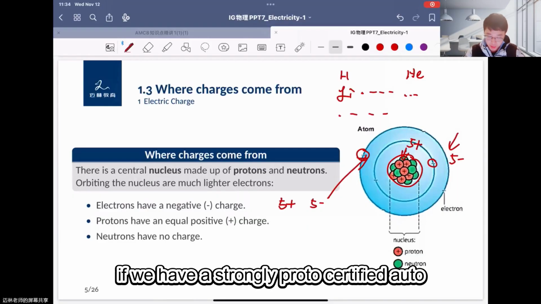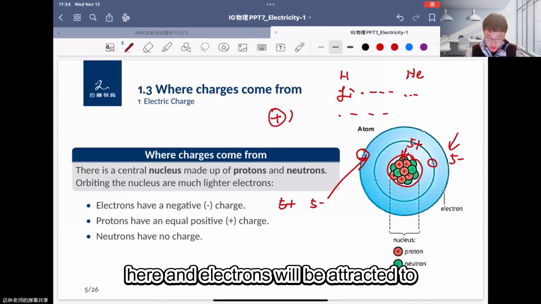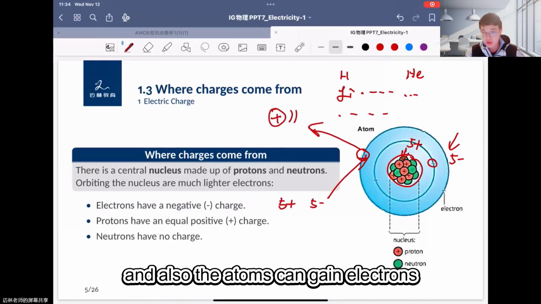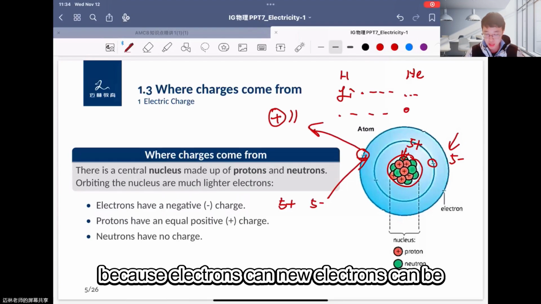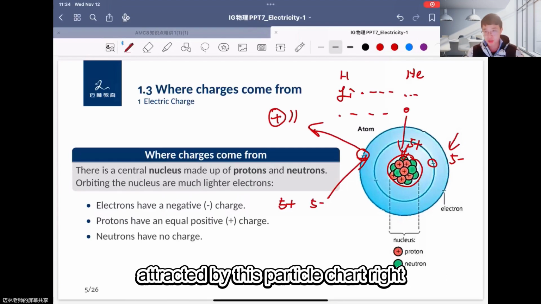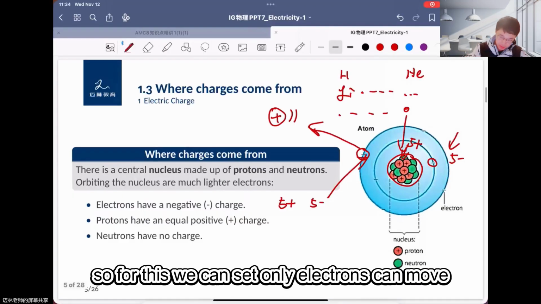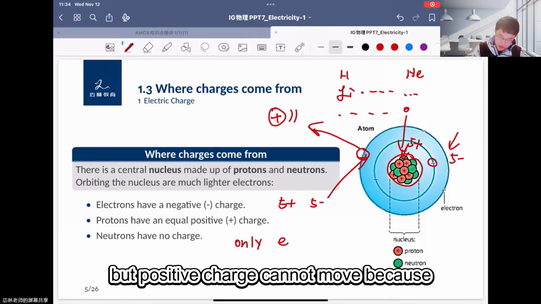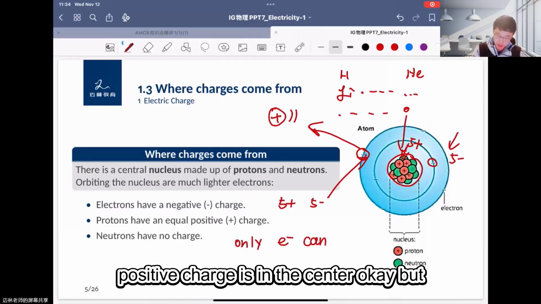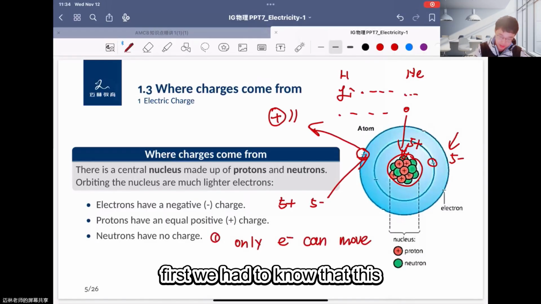Like if we have a strongly positive charge right out here, electrons will be attracted to these places, okay? And also, the atoms can gain electrons because new electrons can be attracted by this positive charge, right? So for this, we can say only electrons can move, but positive charge cannot move because positive charge is in the center, okay? So first we have to know this.